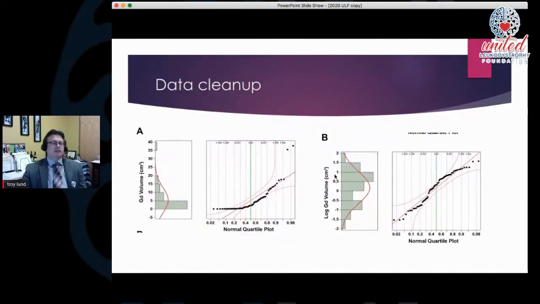So this is the data from all the boys. This is the gadolinium volume in cubic centimeters. These are the volumes, and this is the distribution. You can see most of the volumes are between 0 and 5 cubic centimeters. The data is highly skewed towards this lower region just because that's how the data fell out.